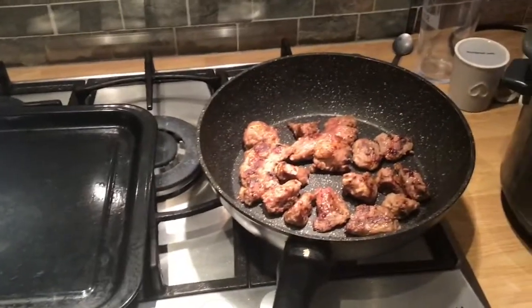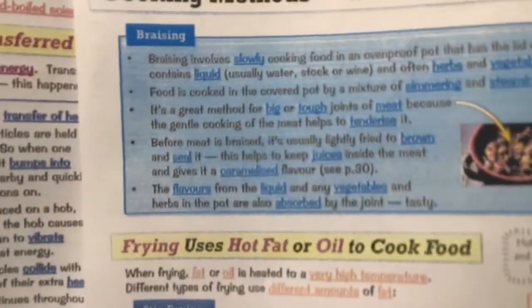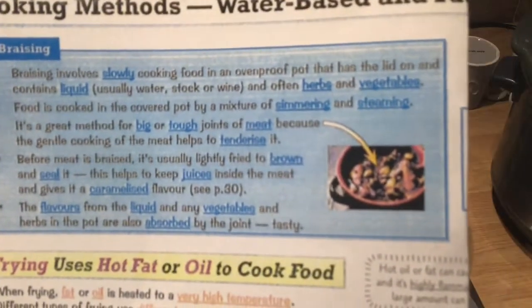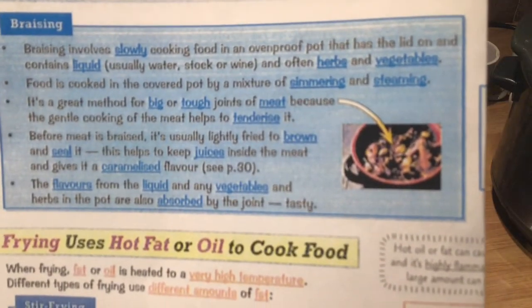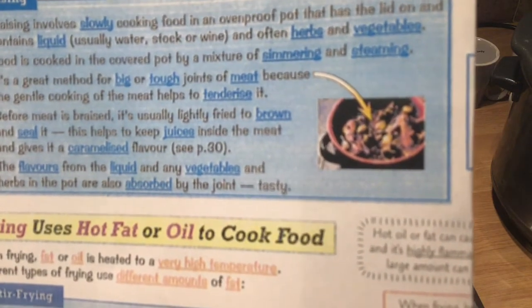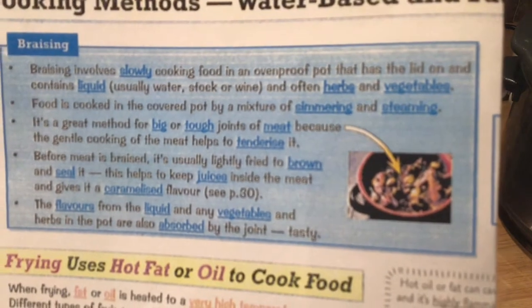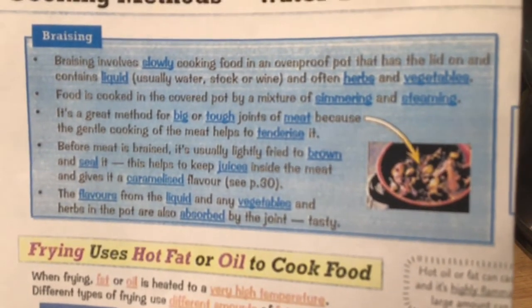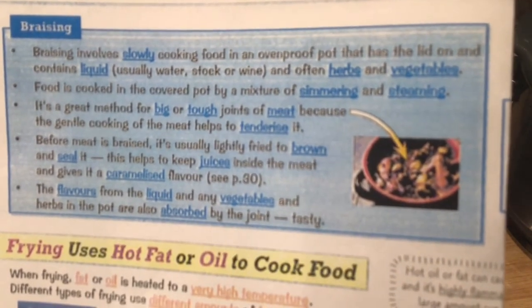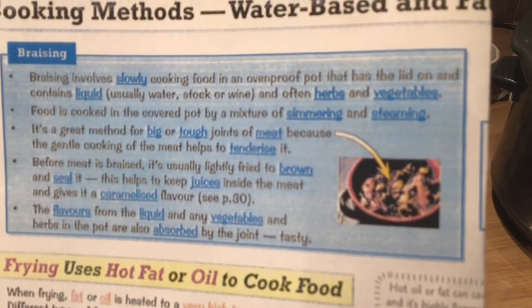So that's frying. So braising. I'm going to show you in this book here, braising involves slowly cooking food in an oven-proof pot that has a lid on and contains liquid, usually water, stock or wine, and often herbs and vegetables. Food is cooked in a covered pot by a mixture of simmering and steaming.